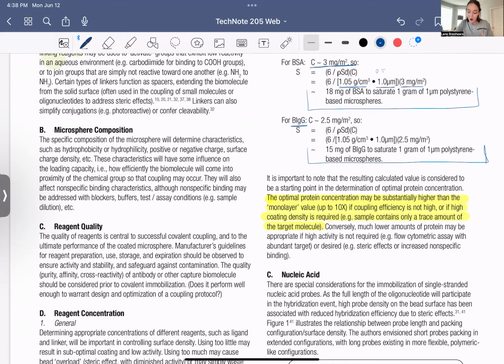In the determination of optimal protein concentration, the optimal protein concentration may be substantially higher than the monolayer value. That's what this is referencing, a monolayer coverage of the protein, up to 10 times if coupling efficiency is not high, or if high coating density is required. For example, the sample only contains a trace amount of the target molecule. Conversely, much lower amounts of protein may be appropriate if high activity is not required. For example, flow cytometric assay with abundant target, or high activity is not desired.